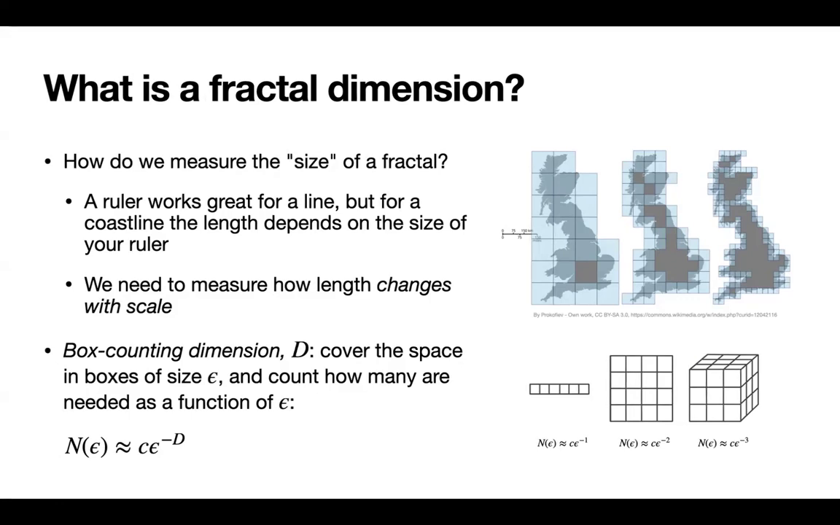For a plane, it's 1 over epsilon squared. For a cube, 1 over epsilon cubed. So for normal spaces, like a line, plane, and cube, this recovers the ordinary notion of dimension. But for things like the coastline of Britain, it can recover a non-integer dimension.